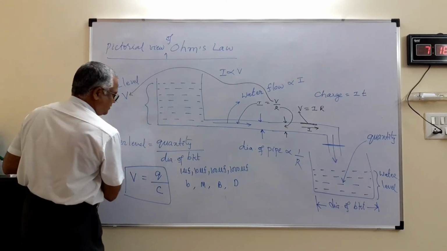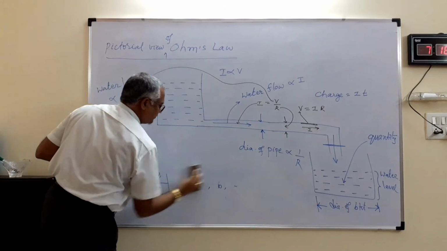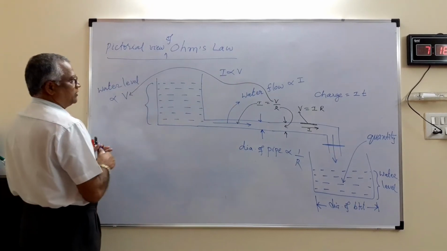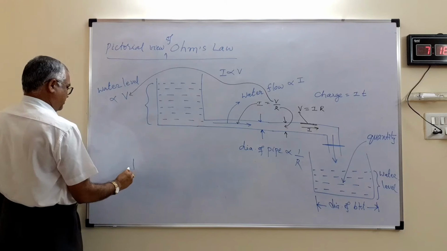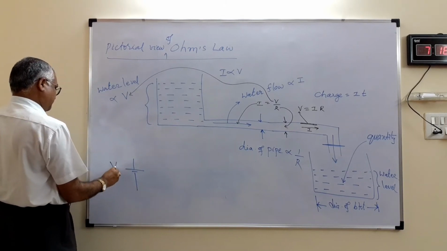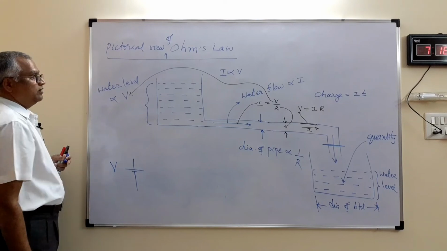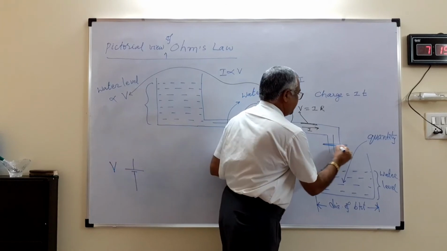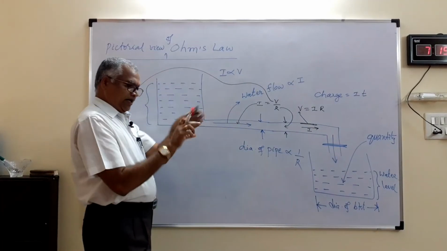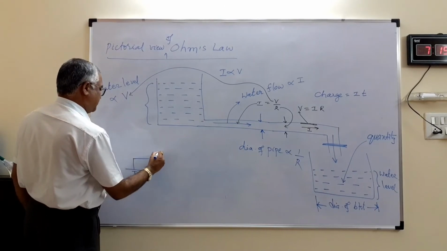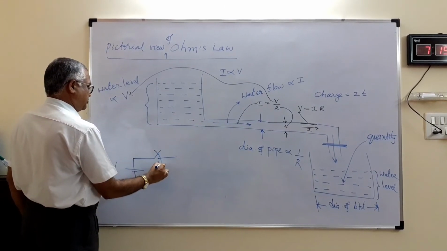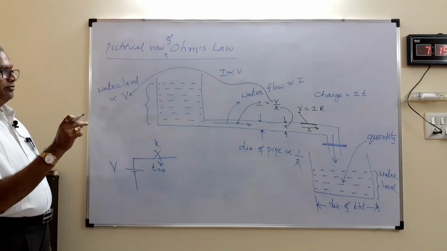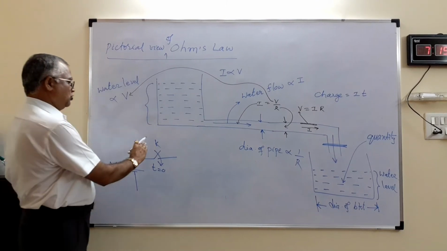Let me correlate this further with an electrical circuit. As I said, this tank is replaced with a source. This is V. Now how are we controlling this flow of water? With the tap. There is a tap here. There it is a mechanical tap, here an electrical switch. So this switch K is closed at t equal to 0. Tap open, switch closed, same meaning.